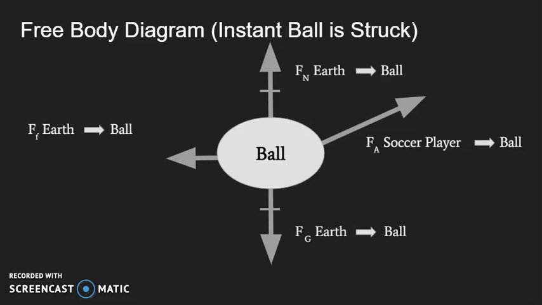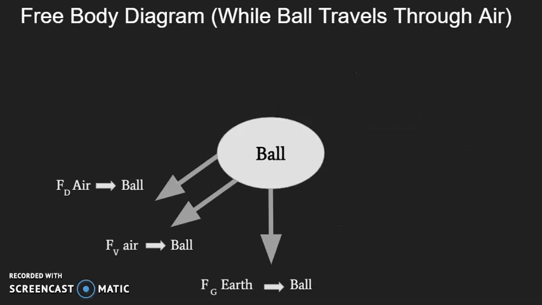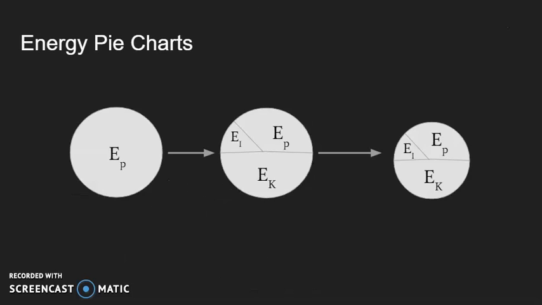There is an applied force of the soccer player onto the ball, which is upwards and at an angle with the ground. And there's also a friction force of the Earth on the ball, which opposes the motion of the ball initially. When the ball is traveling through the air, there's a drag force and a viscous force that the air applies onto the ball, which opposes motion towards the goal. Additionally, there's a gravitational force of the Earth on the ball straight downwards.